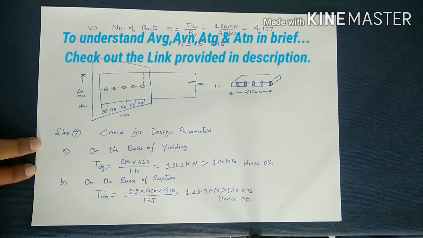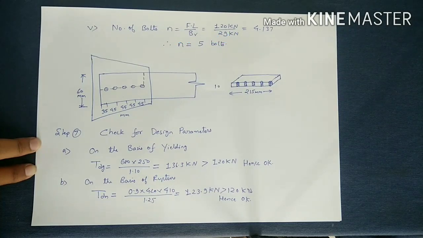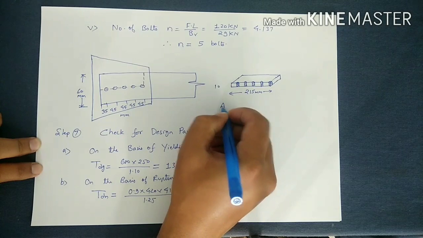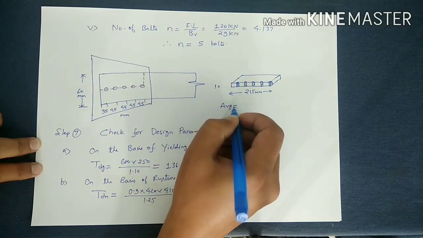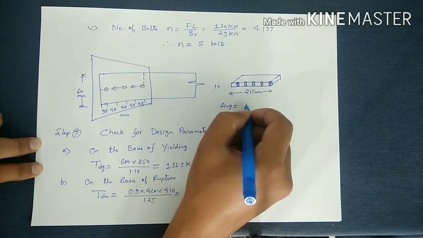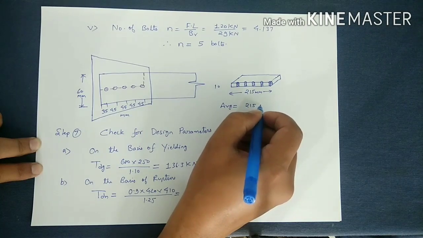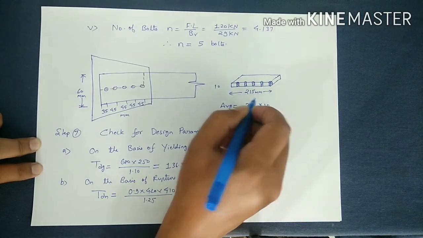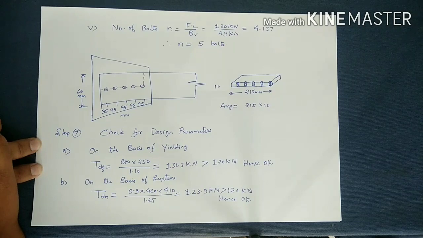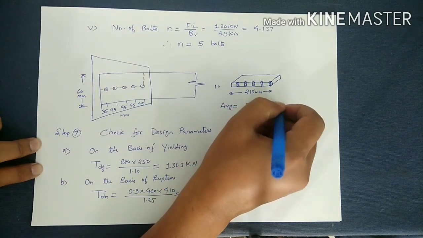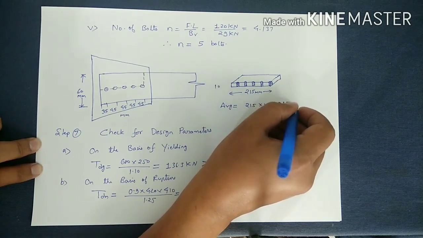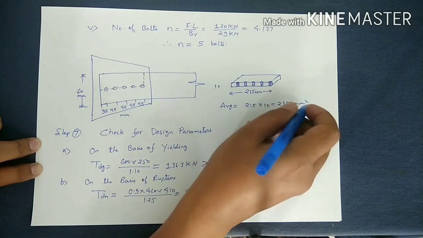Now, to check on the basis of block shear failure, first we have to find AVG, AVN, ATG and ATN. I have taught you in earlier classes how to find AVG, AVN, ATG and ATN. So first we will find AVG. The AVG will be equal to 215 into 10, as in gross area we do not consider any bolt hole. Therefore, it will be equal to 2150 mm square.